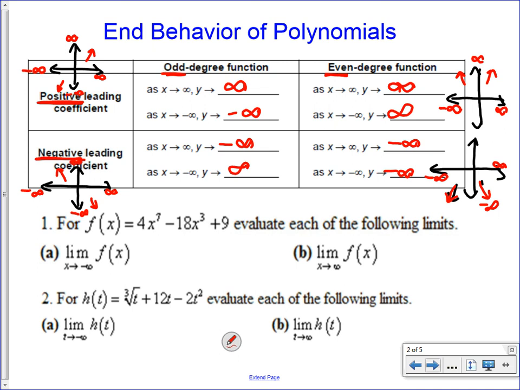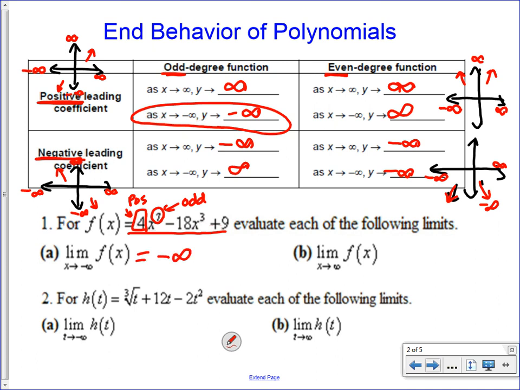For f of x equals 4x to the 7th minus 18x cubed plus 9, evaluate each of the following limits. This is a polynomial, so you want to be able to recognize that. All you need to know is the degree and your leading coefficient. The degree is odd because it's 7, and the leading coefficient is positive. So it's odd and positive. So as x goes to negative infinity, y goes to negative infinity. So this would be negative infinity.